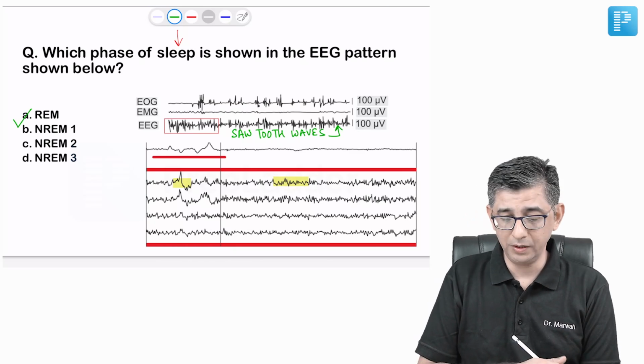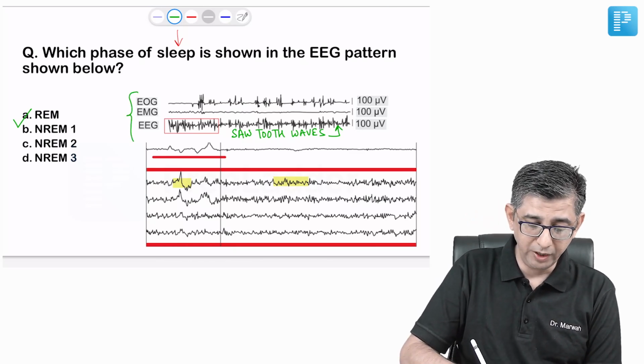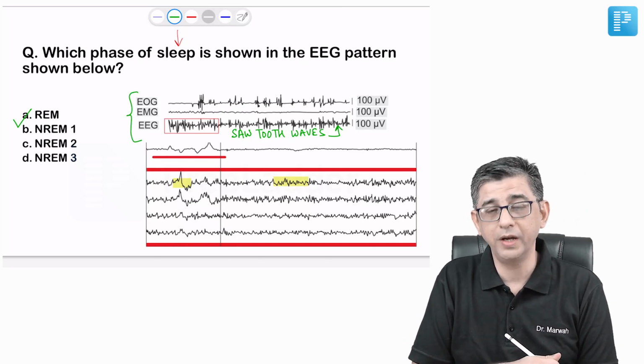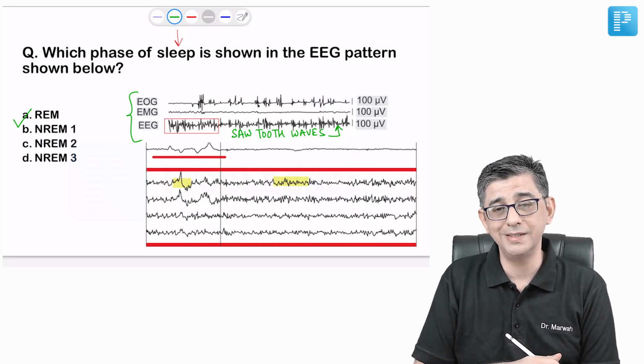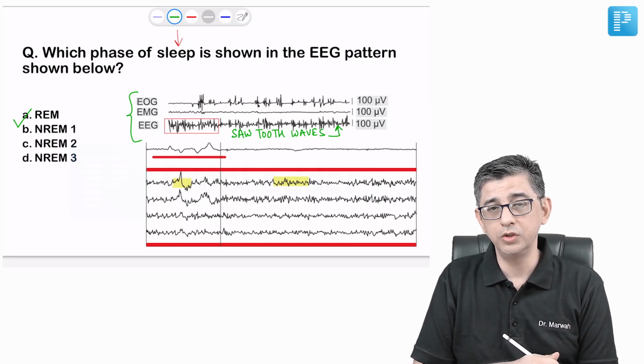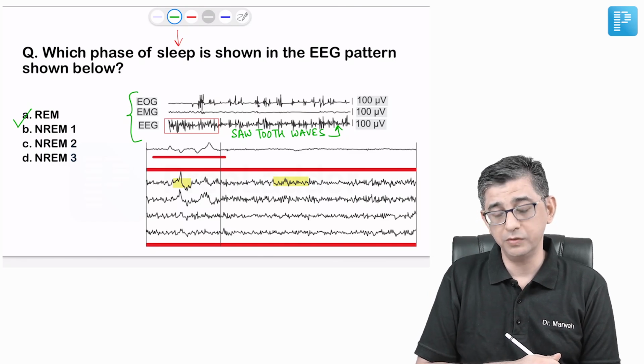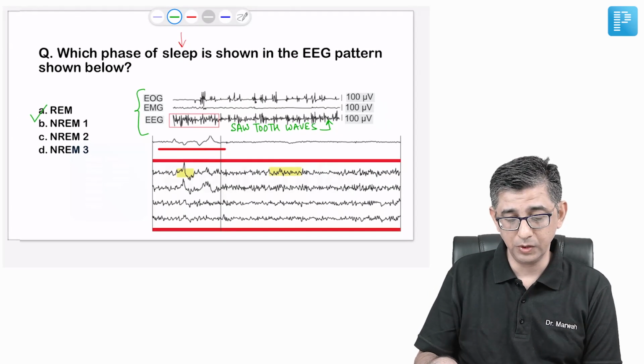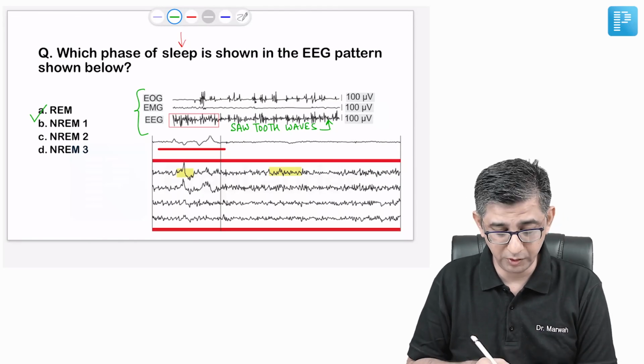So I think they try to pick that up, and whenever they expect you to pick it up, it would be a combination of these three things. The EOG will be showing relatively crude and bigger spikes. The EMG would be as close to the baseline as possible, with smaller amplitude waves, and the EEG will be showing these polyamplitude waves, which we can call a sawtooth pattern. So the answer turns out to be option A for this question.